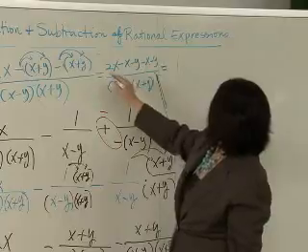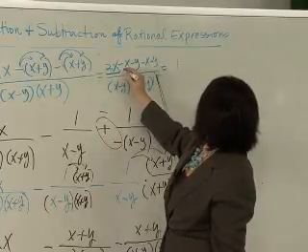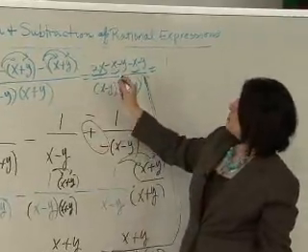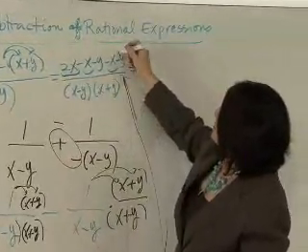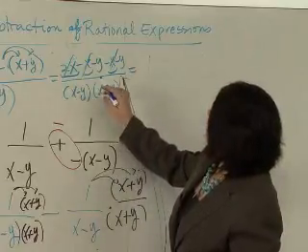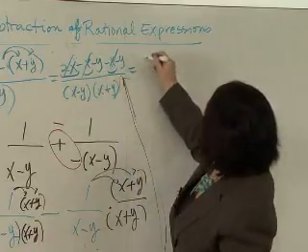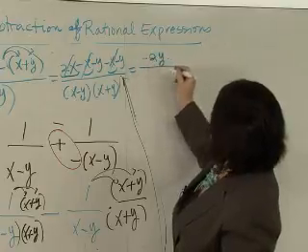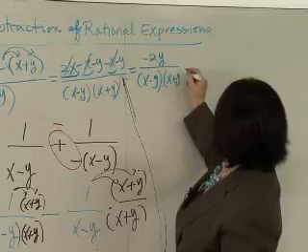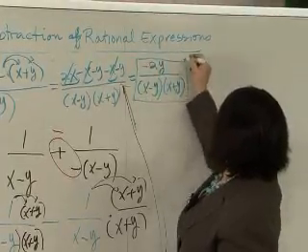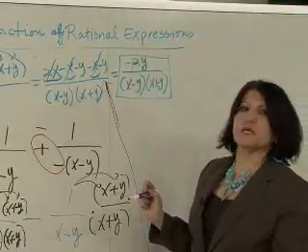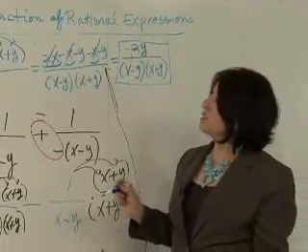And that's going to be combining like terms, 2x minus x minus x. Well, 2x minus x is 1x, x minus x is 0, so they cancel out. And then negative y and negative y is going to give you negative 2y over x minus y times x plus y. And this is simplified because the top is factored, the bottom is factored, and I don't have any factors that are the same.